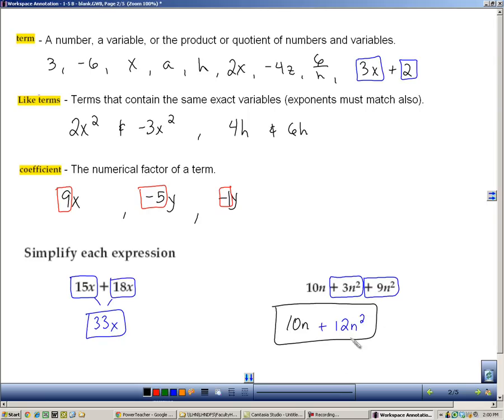So when you collect like terms, all you do is add or subtract the coefficients. The letters don't change at all. They just come along for the ride.